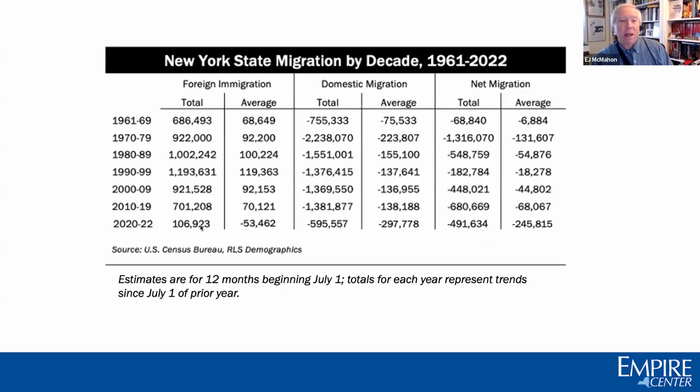You see that the foreign immigration average has so far been the lowest on record. The net migration loss has been by far the highest. That is domestic migration or foreign immigration minus domestic migration. So this is a very negative trend, obviously.